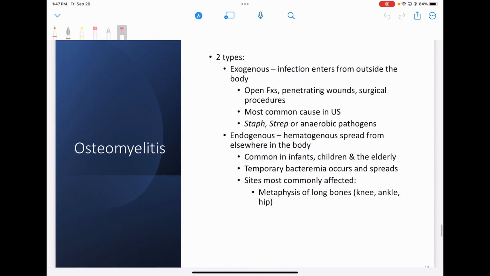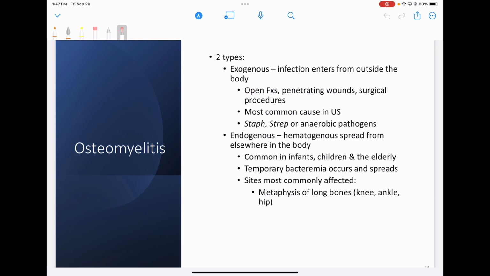Okay, so there are two types of osteomyelitis. Exogenous, from outside the body: open fractures, penetrating wounds, surgery. The most common causes in the United States are staph, strep, and anaerobic organisms. Endogenous is coming from somewhere else in the body, where there's a source of bacteria, but that bacteria got into the bone and caused an infection in the bone. But you've got to find out where the first cause was. Where's the source of this infection?